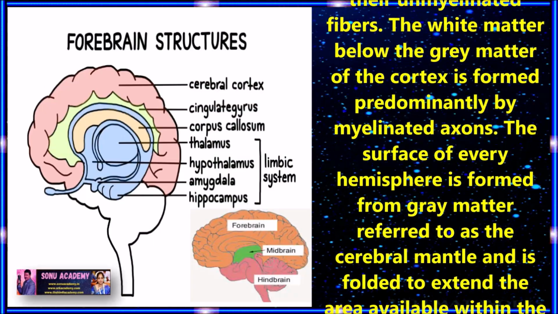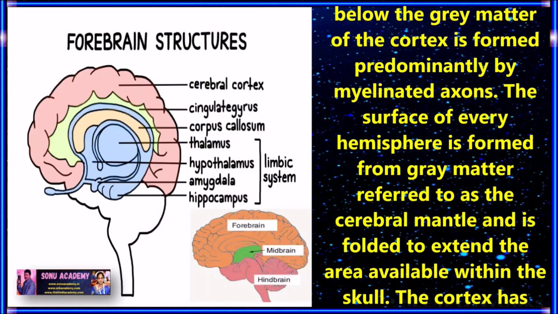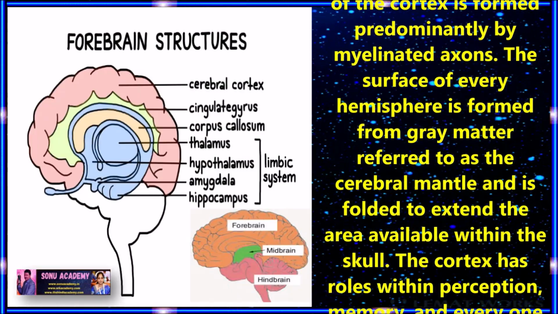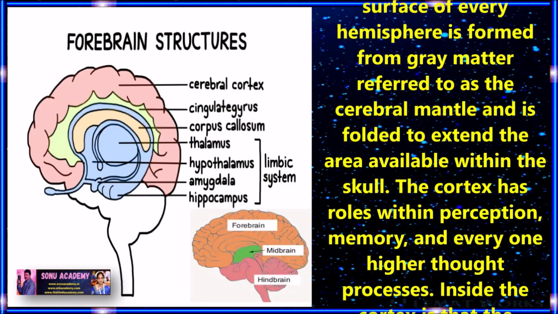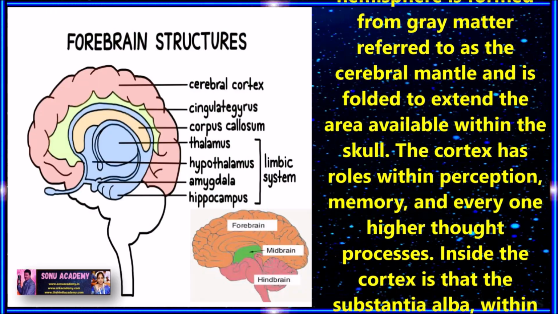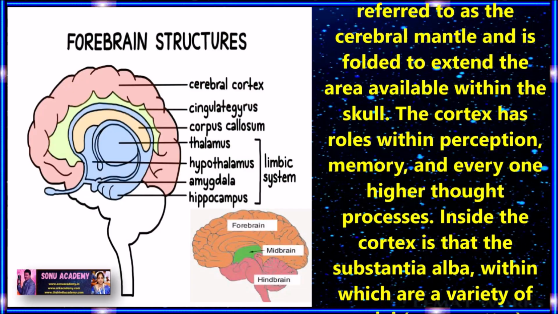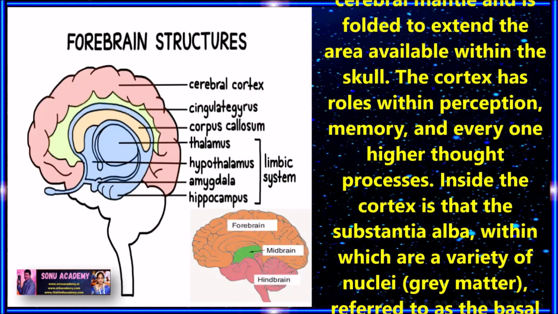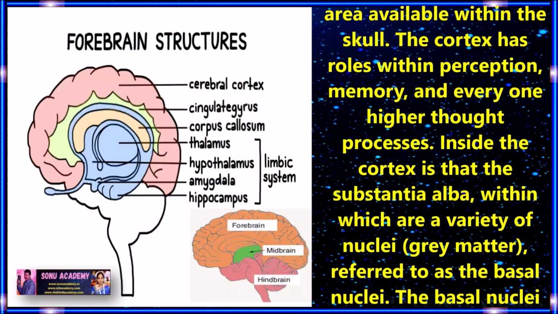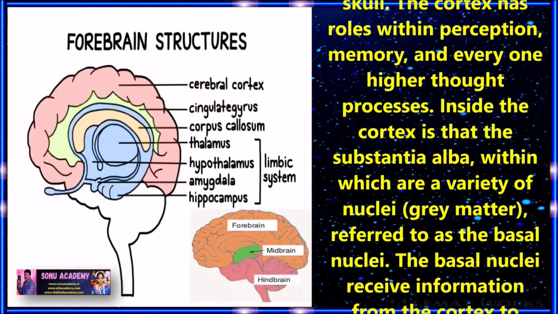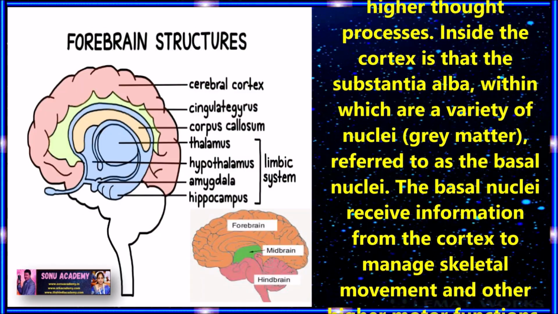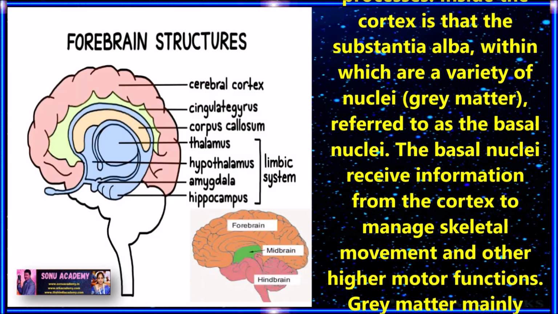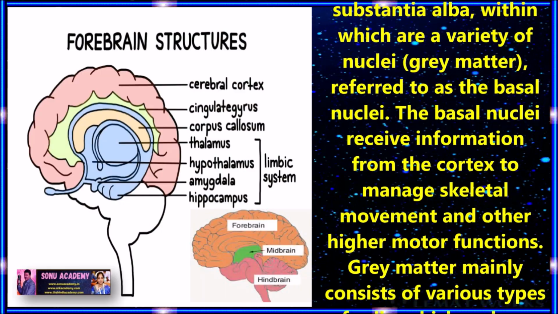The surface of every hemisphere is formed from gray matter, referred to as the cerebral mantle, and is folded to extend the area available within the skull. The cortex has roles in perception, memory, and every higher thought process. Inside the cortex is the white matter, within which are a variety of nuclei referred to as basal nuclei.